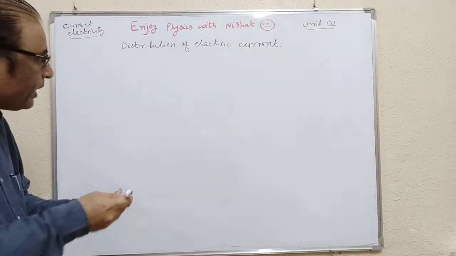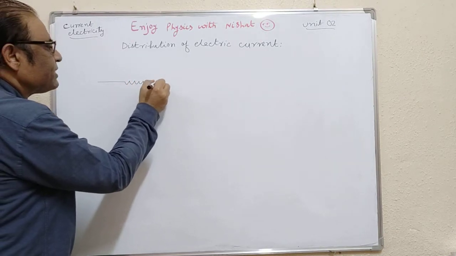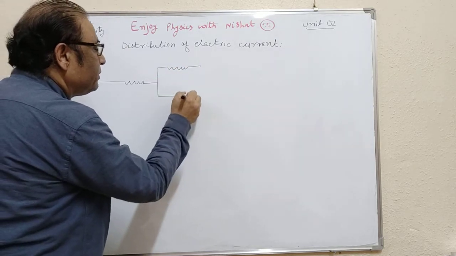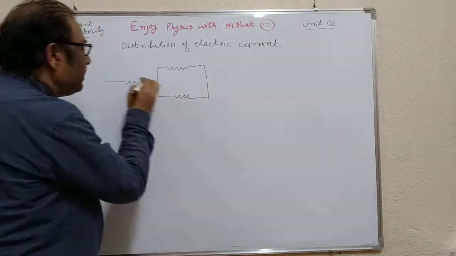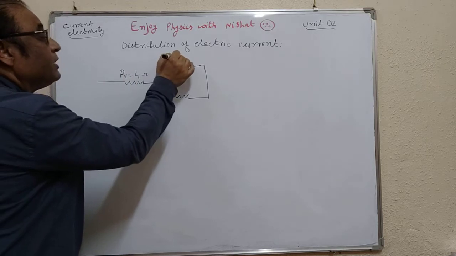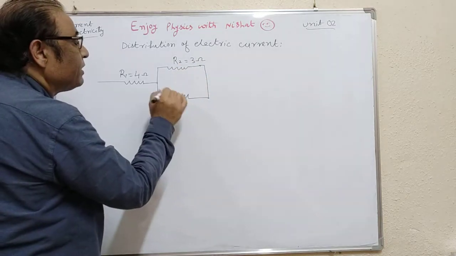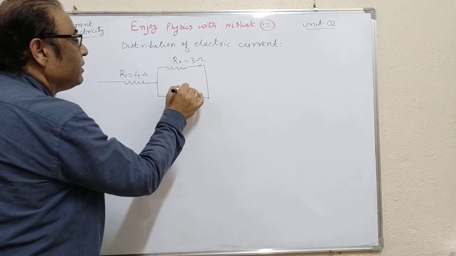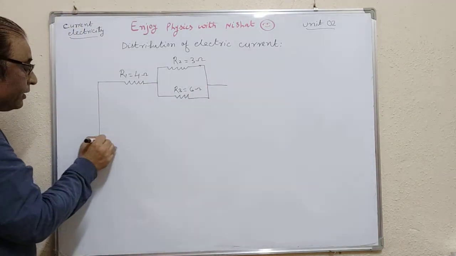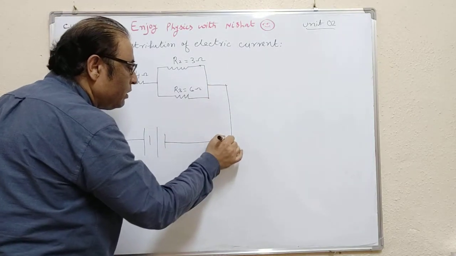Dear students, here I am considering three resistances. This is R1 equal to 4 ohm. This is R2 equal to 3 ohm. And this is R3 equal to 6 ohm. And they are connected with a power supply, EMF source, of 12 volt.